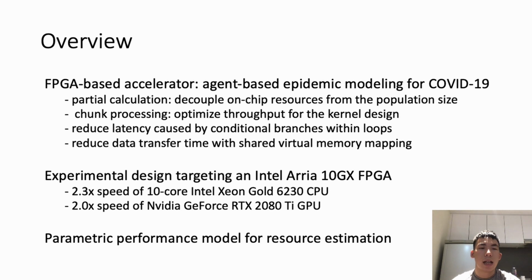An algorithmic adaptation has also been proposed to reduce latency caused by conditional branches within loops and decrease the delay path. We have also managed to reduce data transfer time with shared virtual memory mapping. An experimental implementation on Intel Arria 10 FPGA achieves 2.3 times speedup over 10 Intel Xeon CPU cores. It is also twice as fast as an Nvidia GeForce GPU. A parametric performance model has also been proposed for resource estimation.